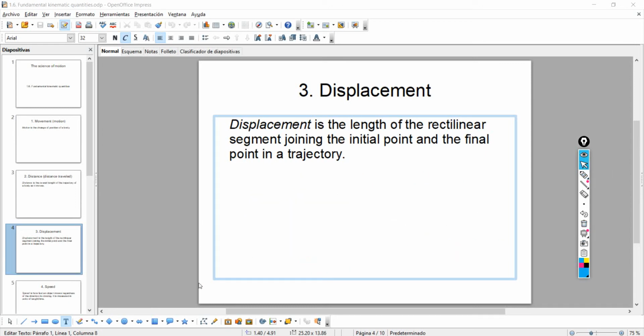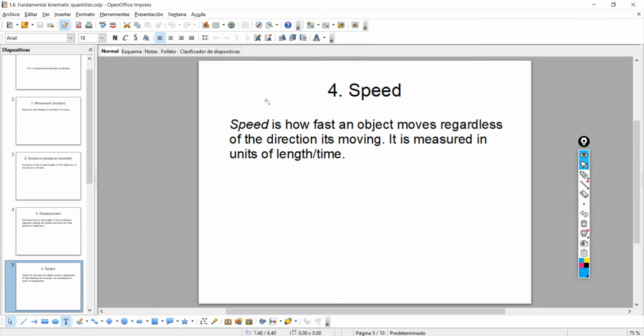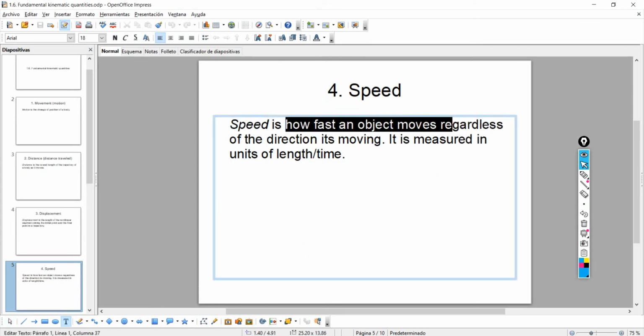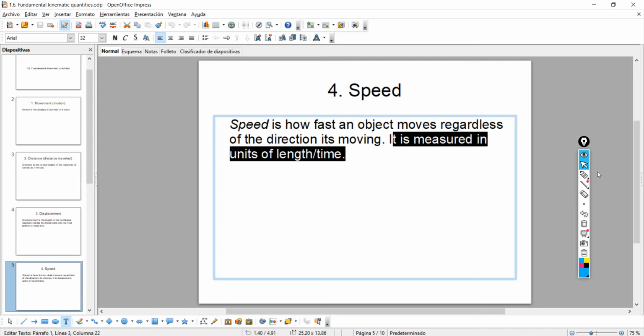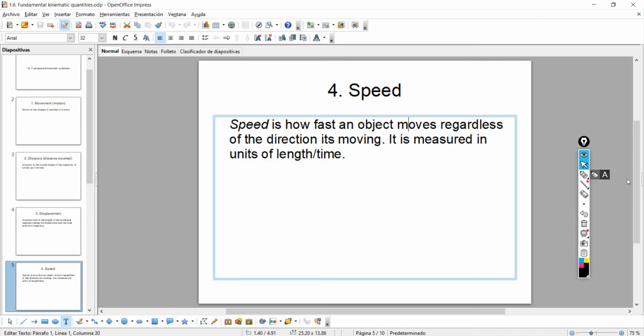Okay, that is displacement. Number 4, speed. Speed is how fast an object moves, regardless of the direction it's moving. It is measured in units of length over time. So again, we have an idea of what speed is. It's just how fast we're going. And we usually say that, I don't know, we have a speed of 5 kilometers per hour. What does this mean? Well, it means that every hour we travel 5 kilometers. That's what it means. It's that simple.